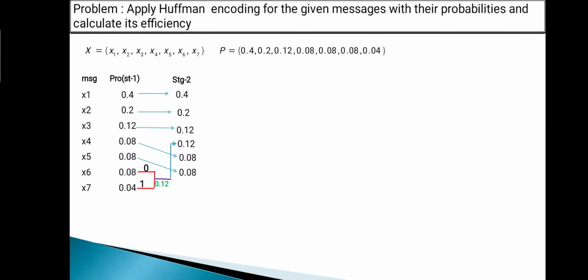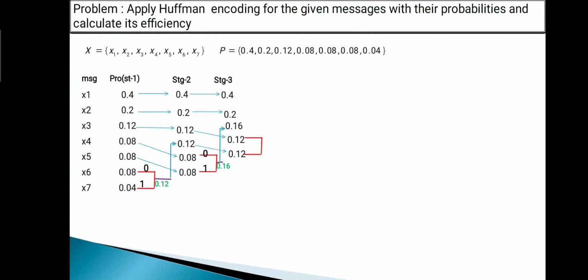Again repeat the procedure. Last two probabilities are assigned a binary 0 and binary 1, and then the probabilities are added. Once I add 0.08 and 0.08, it is 0.16. Now this new probability is placed in the descending order in stage 3. So I have 0.4, 0.2, the added probability 0.16, 0.12, 0.12.